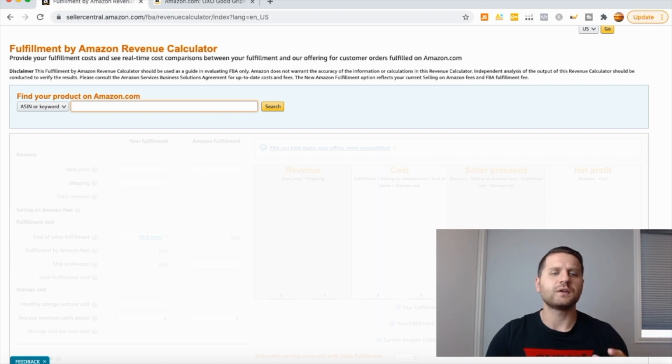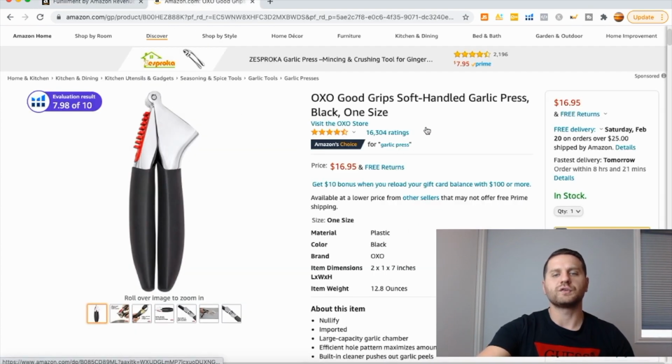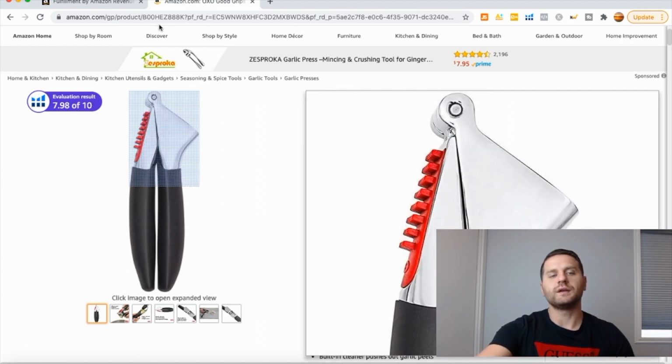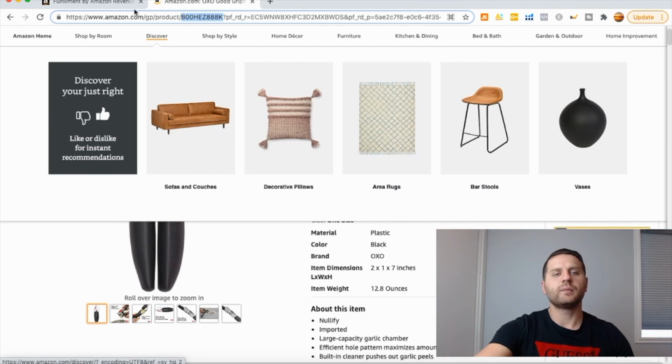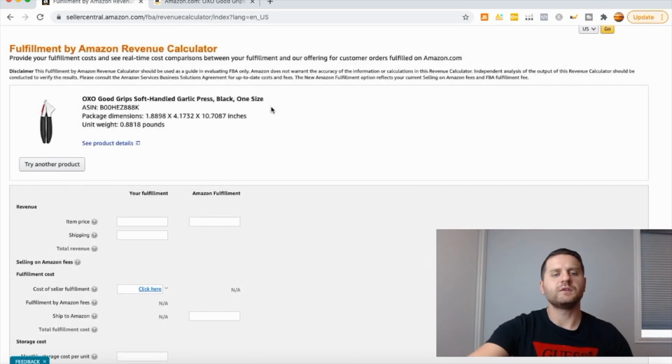Now on the Amazon revenue calculator, we can go ahead and enter a product's information, either their ASIN or a keyword for that product to open up. So let's say this is our competitor over here, the OXO Good Grips garlic press. We are going to sell a similar product to this one. Let's go ahead and grab the ASIN, B00HEZ. Let's copy it, go back to the Amazon FBA calculator, and paste it in. Let's click on search and the product will open up automatically.